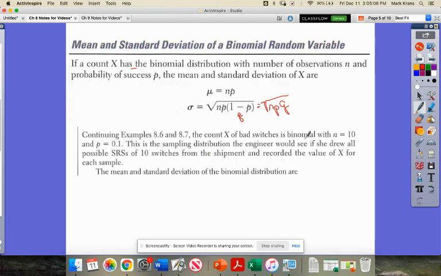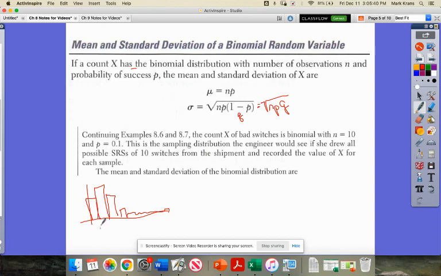So there was an example of bad switches earlier where you have a sample size of 10 and probability of 0.1. This is the sampling distribution the engineer would see if they drew all possible simple random samples of size 10, right? You could have 10 failures, but you're most likely to have 0 failures or 1 failure, maybe 2, maybe 3, maybe 4, maybe 5, maybe 6. But it's really going to shrink down. And all of these probabilities would have to add up to 1. Okay, that's my sampling distribution.